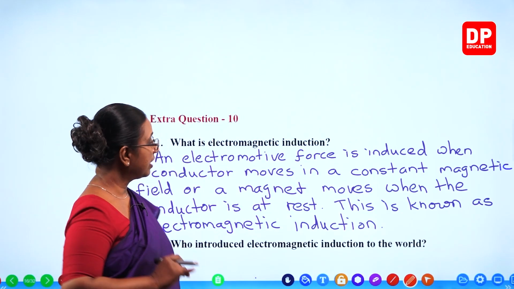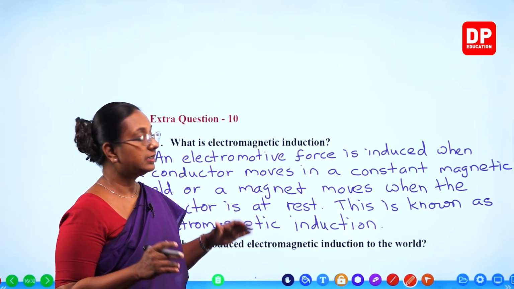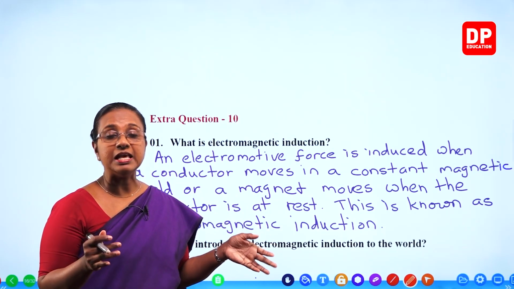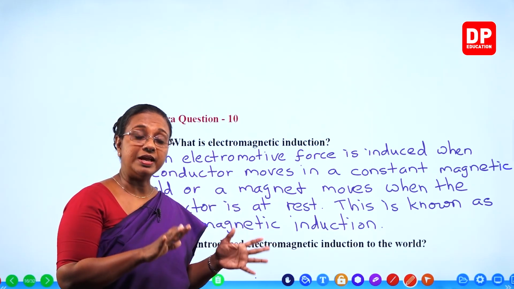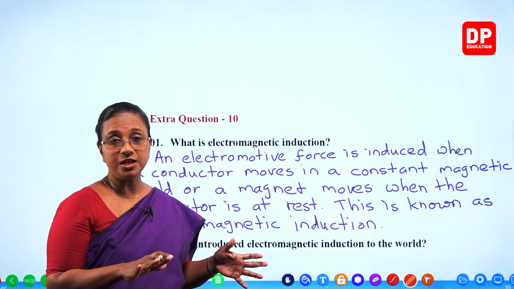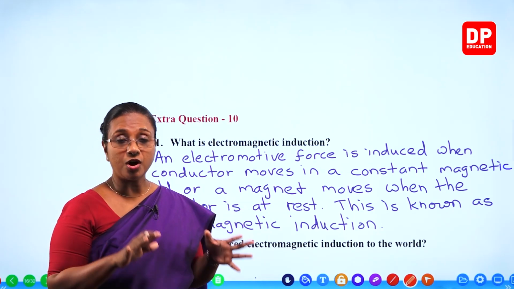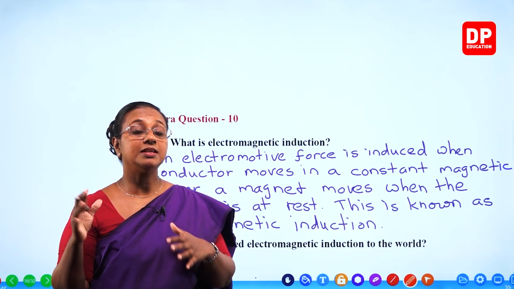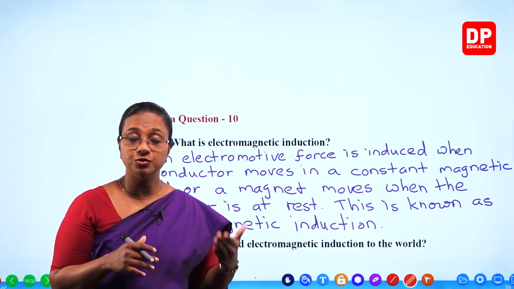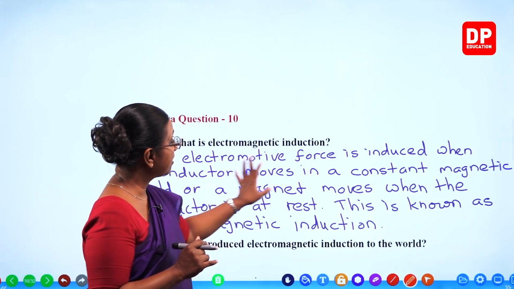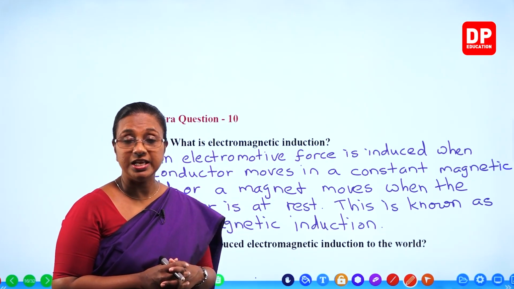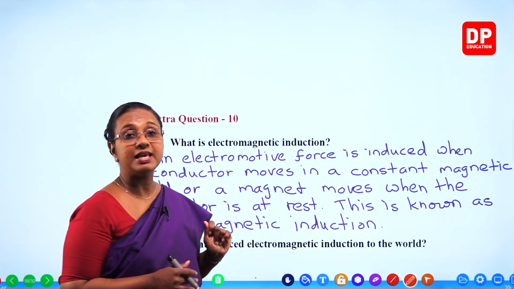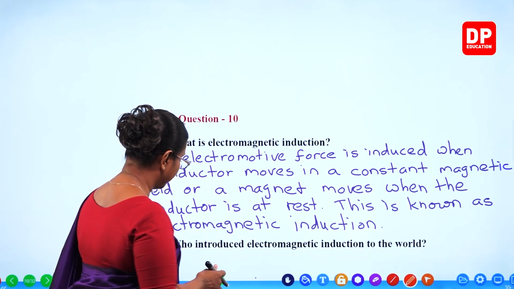So you need to have a conductor. There should be a magnetic field. The conductor should move when the magnetic field is stationary. When the magnetic field is constant, the conductor should move. Or when the conductor is at rest, the magnet should move. So then there will be an electromotive force induced, and that is known as electromagnetic induction.